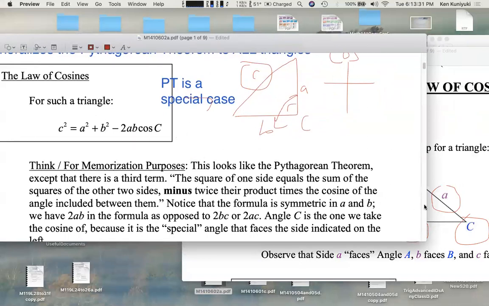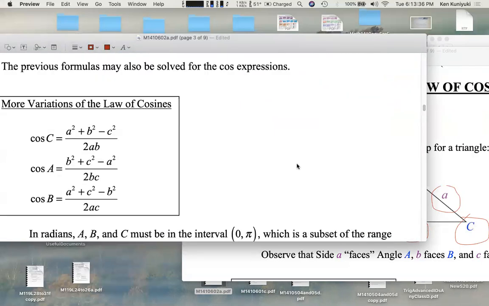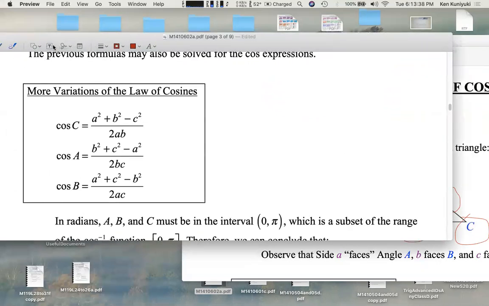Now, when you solve for cosine of the angle and you get these 3 variations, then these are ideal for SSS setups, where you're given 3 side lengths for a triangle. Then you plug in those side lengths. This side faces this angle of interest here. You can find these cosine values. By the way, I'm assuming that the 3 side lengths you're given will work. They will form the side lengths of a triangle. They will satisfy, for example, the triangle inequality.